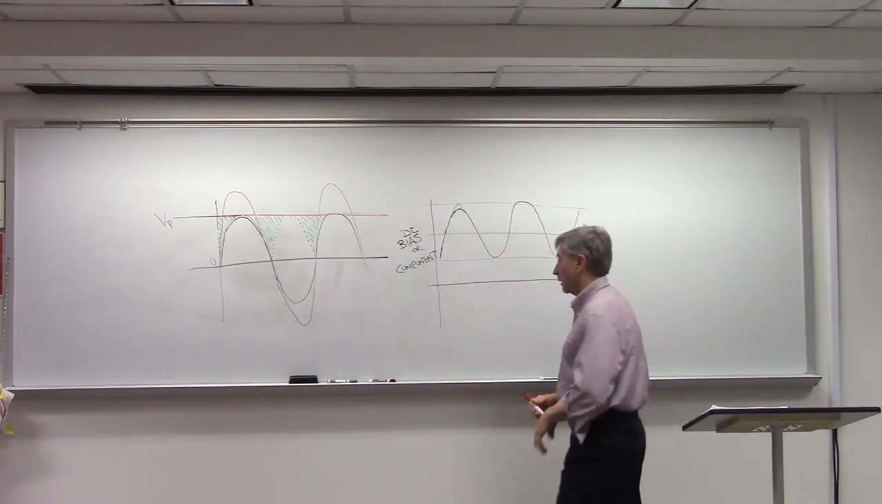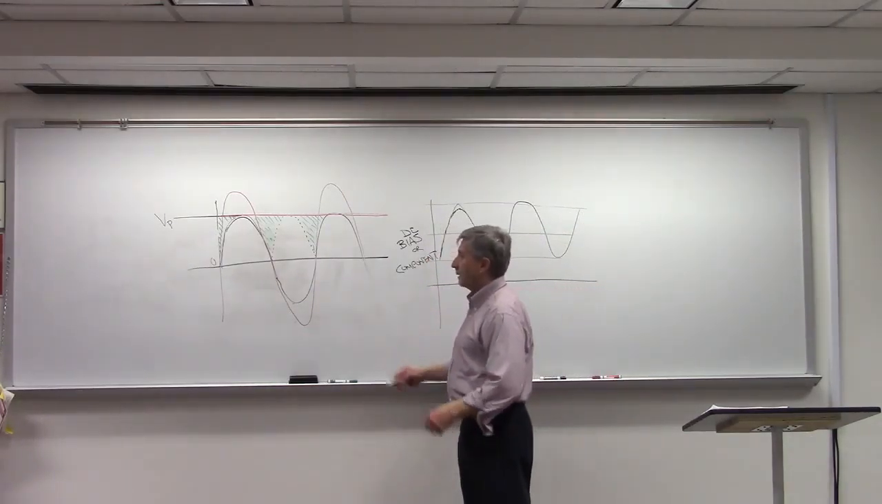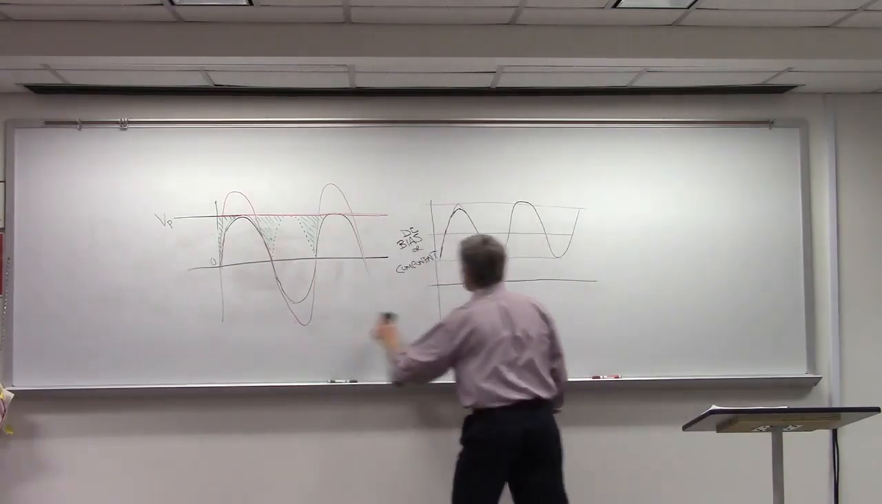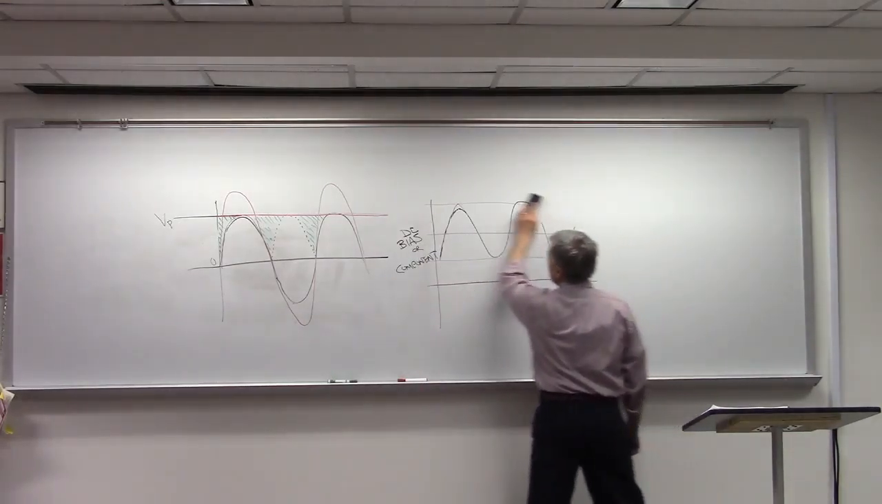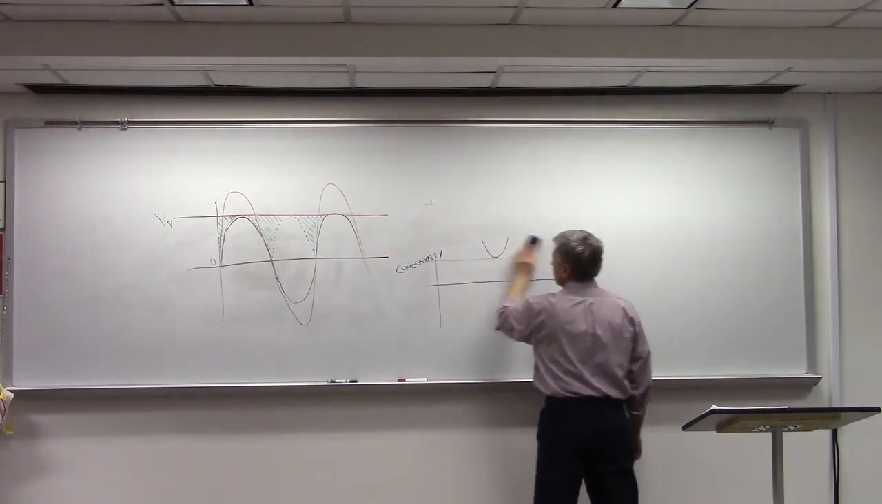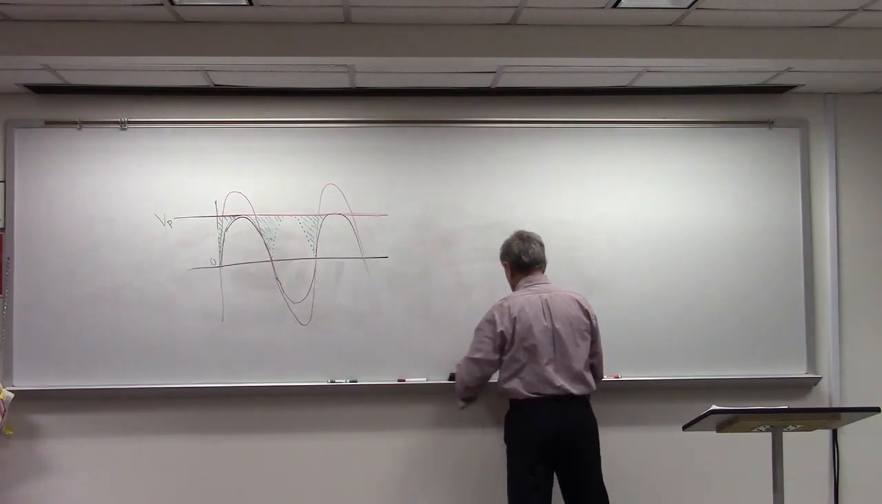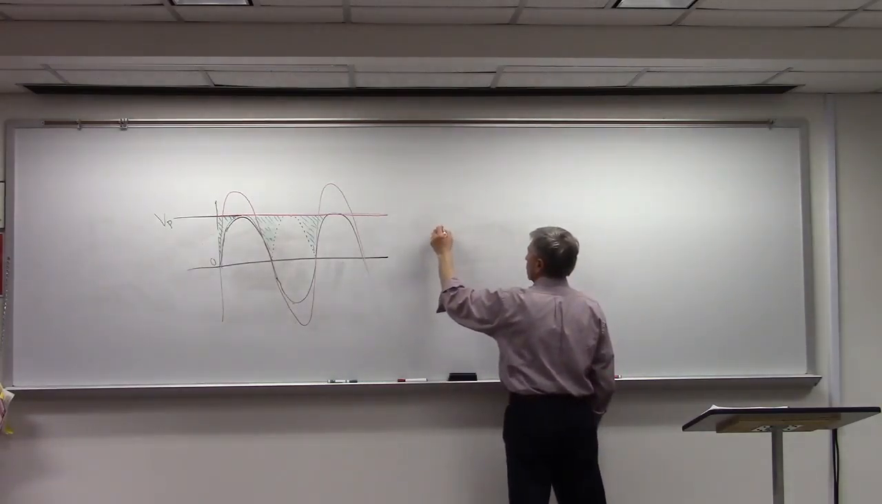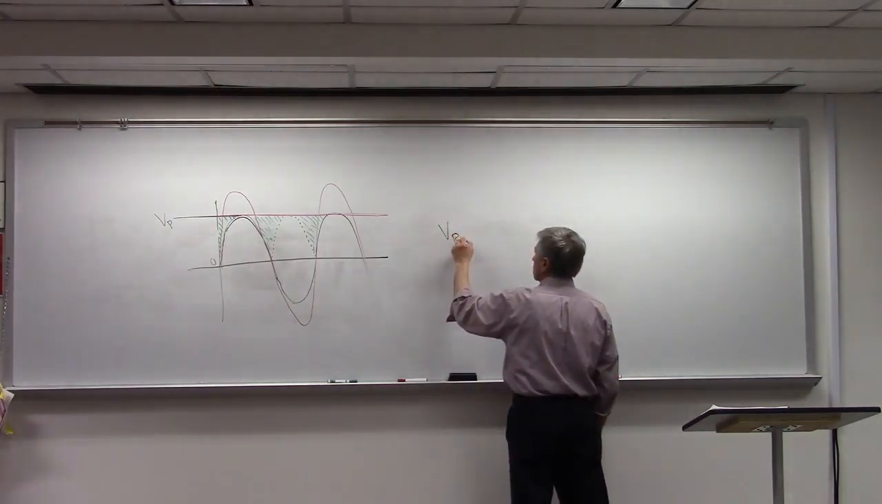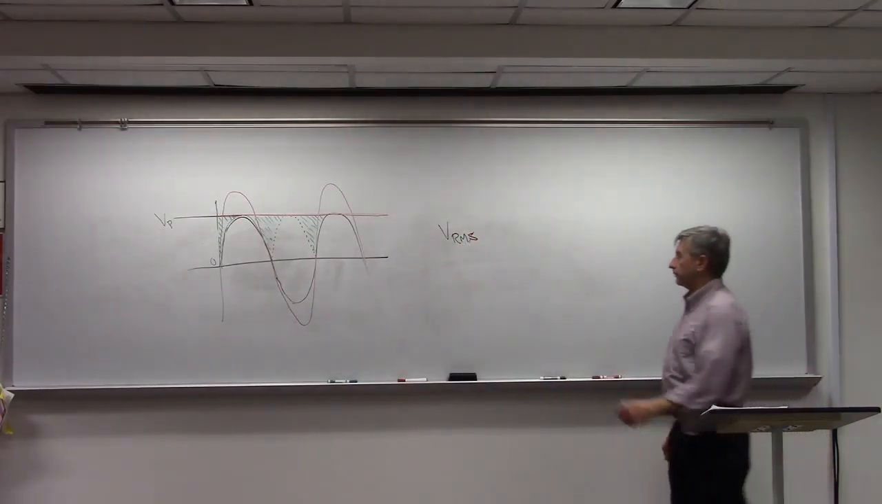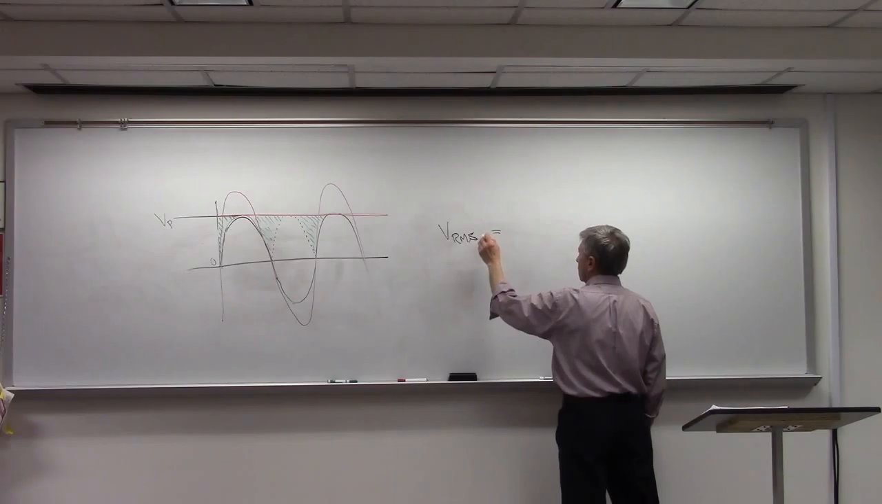Okay, and here's how it's calculated. It's not easy. It's not too bad, but it's a little bit cumbersome. So the formula for the root mean square voltage is this.